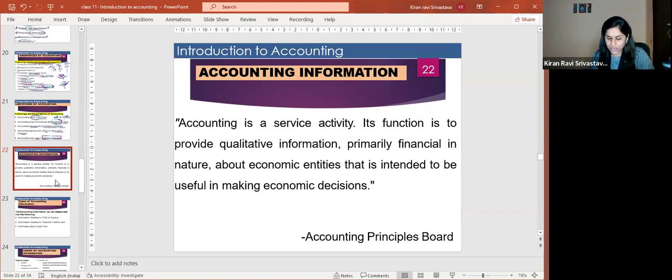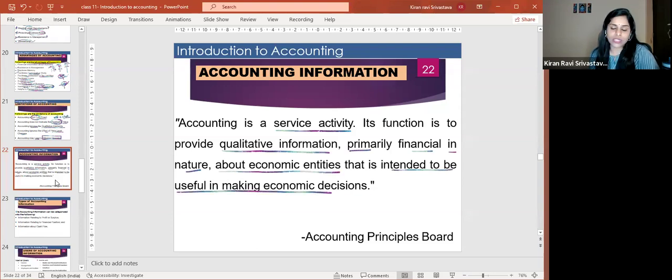Now, what is accounting information? Accounting information is a service activity because information is a service. It's intangible. Its function is to provide qualitative information, primarily financial in nature, about economic entities that is intended to be useful in making economic decisions. So this is what we are just talking about.